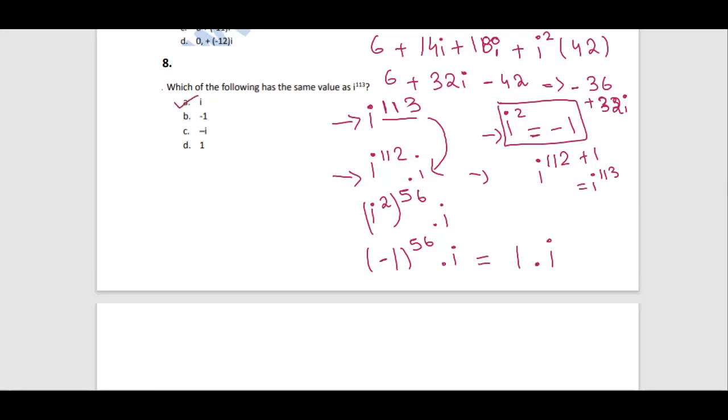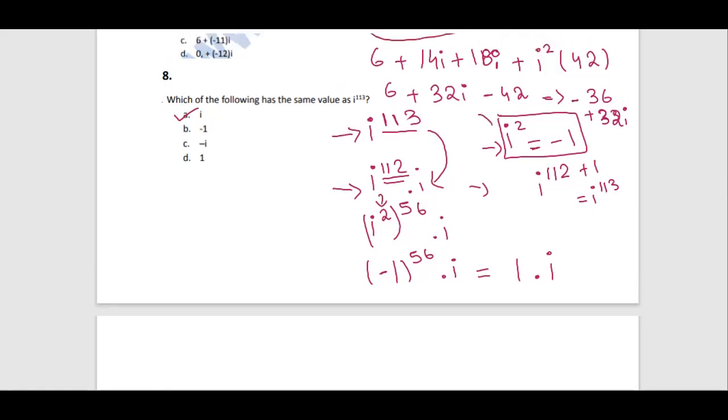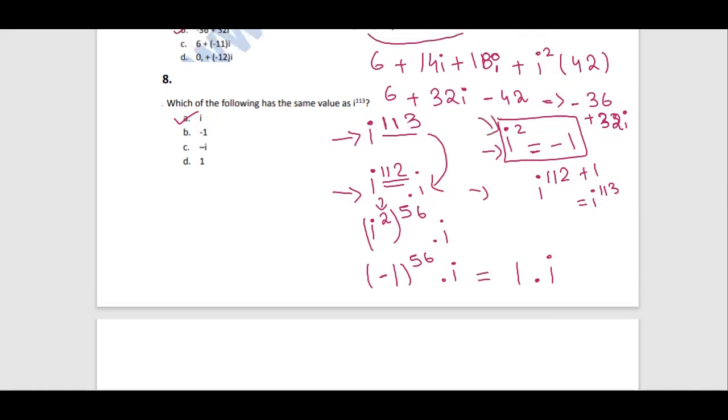So if you come across such questions, first you have to break it down such that you get an even power. Once you have an even power, you can split that even power by dividing that power by 2. So 112 can be written as 56 into 2. Why did I do this? Because I know that i square is -1. All right, so we are done with this part as well.